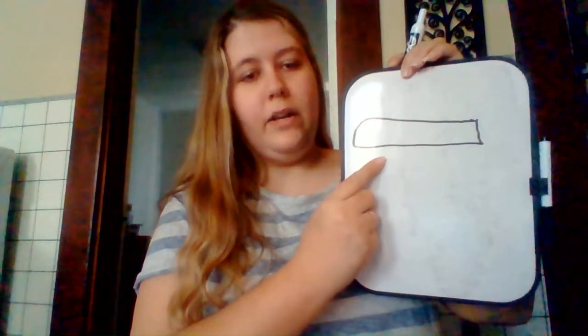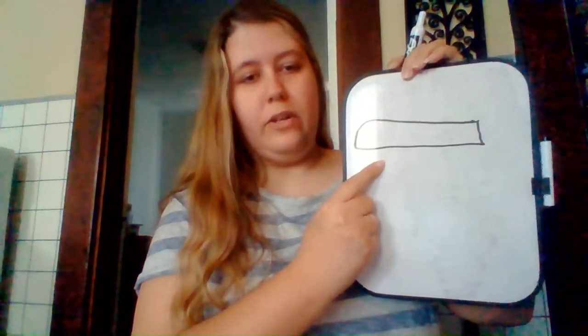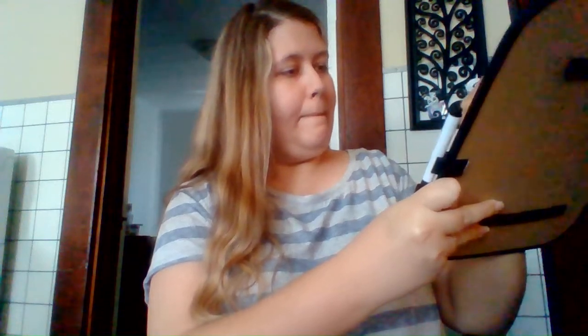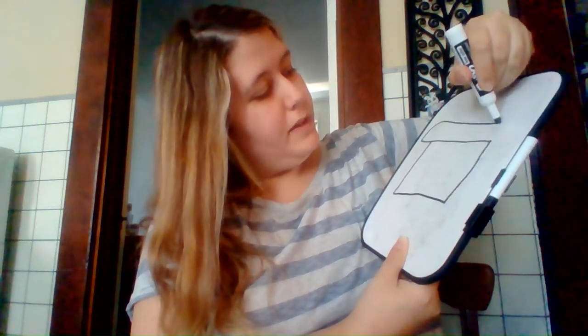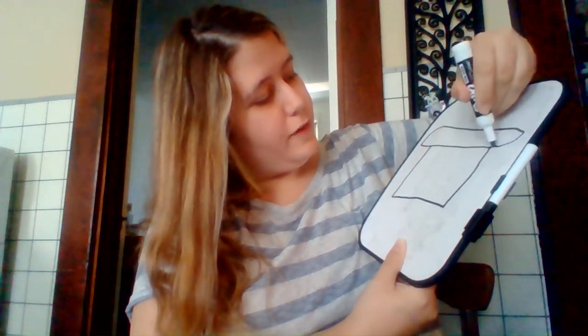Okay, then right underneath where you drew the rectangle, you're going to draw a big square. There's my square. And I might make my end more rounded at the end. Make sure you're drawing with pencil first. There we go.